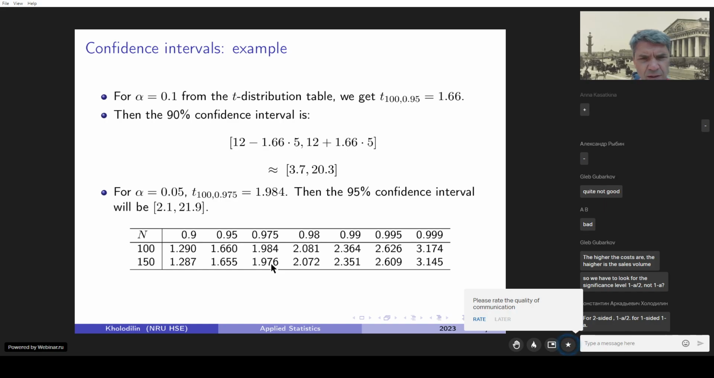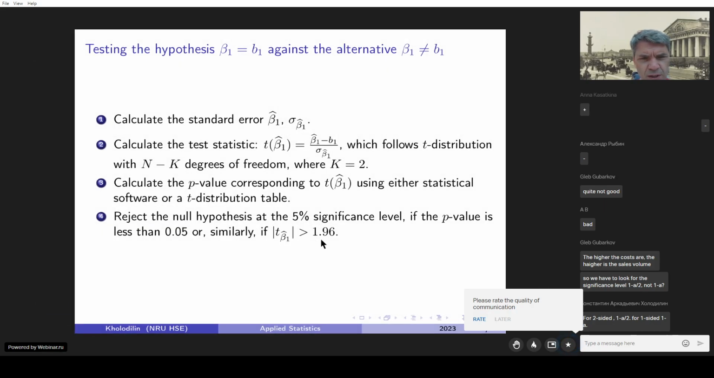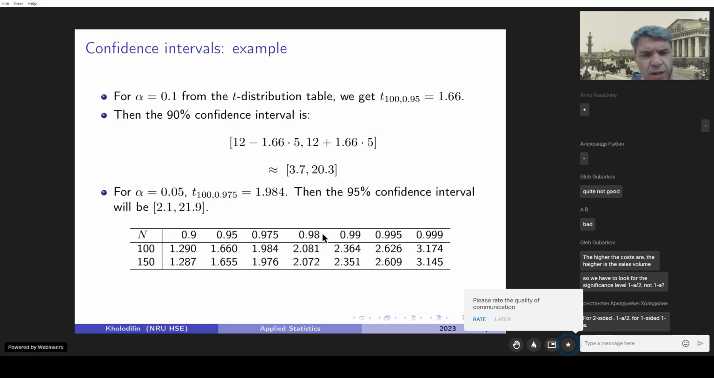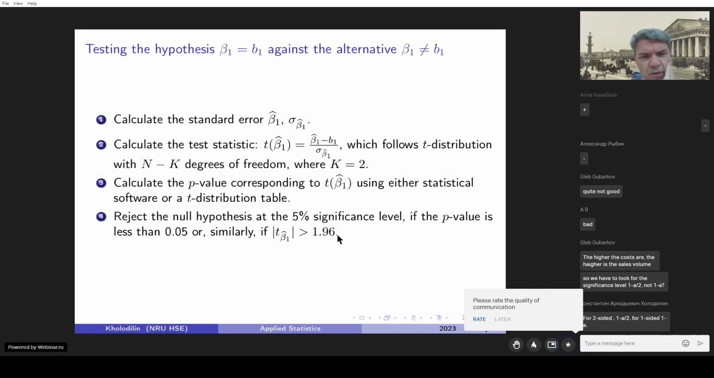Wait a second. I think it's an error. So it should be, if it's 5%... Oh, well, it's in more general case when n is very big. So when n is very big, then this value tends to 1.96. So here we have relatively small samples, 100 and 150. But if, for example, n is bigger, when n is equal to 100, then this value tends to 1.96. Therefore, I used here this value of 9.26.